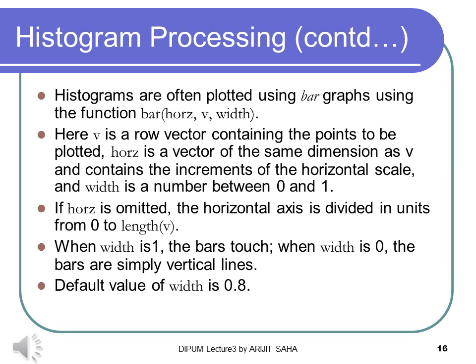Histograms are often plotted as bar graphs using the function bar(horz, v, width). Here v is the row vector containing the points to be plotted. horz is a vector of the same dimension as v and contains the increments of the horizontal scale, and width is a number between 0 and 1. If horz is omitted, the horizontal axis is divided into units from 0 to length of v. When width is 1, the bars touch. When width is 0, the bars are simply vertical lines. The default value of width is 0.8.